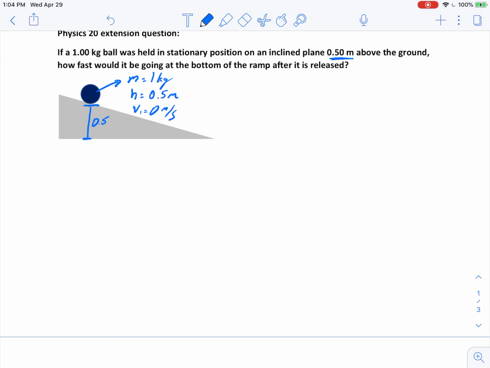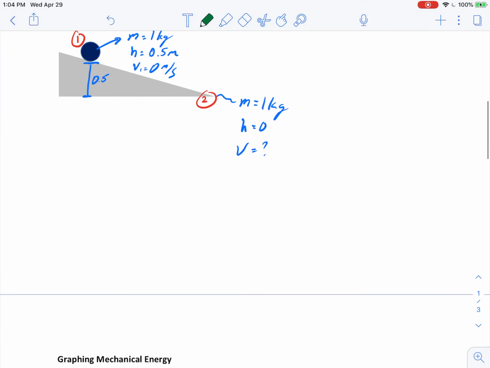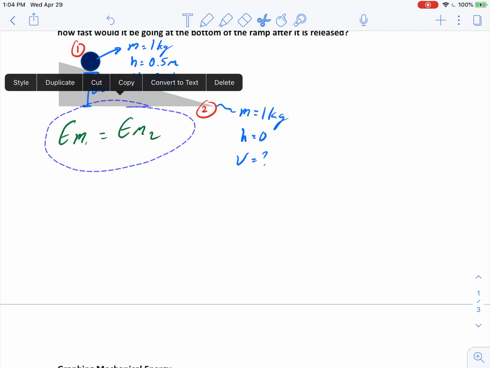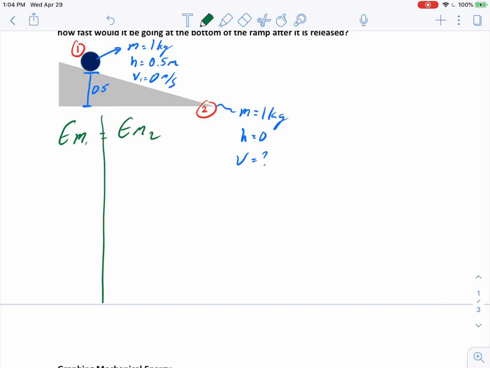When it's released, down here, we still have that same mass of 1 kilogram, but this time our height is equal to 0, and we're going to have some speed. That's what we don't know. So this is at point 1, and this is at point 2. So let's do this. Let's do EM1 must equal EM2. And let's solve it. We have EP1 plus EK1 must equal EP2 plus EK2.